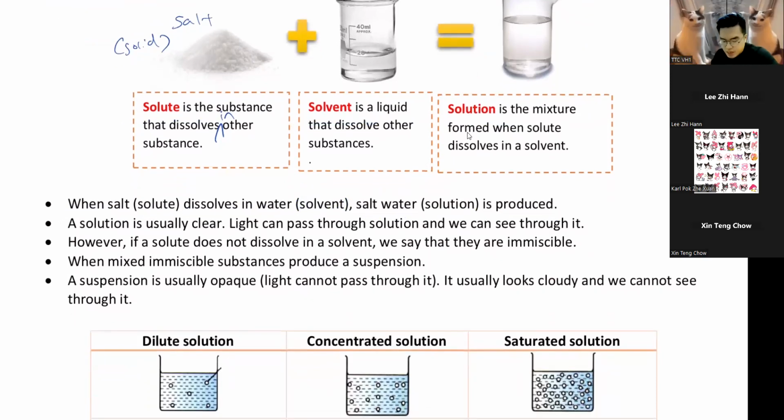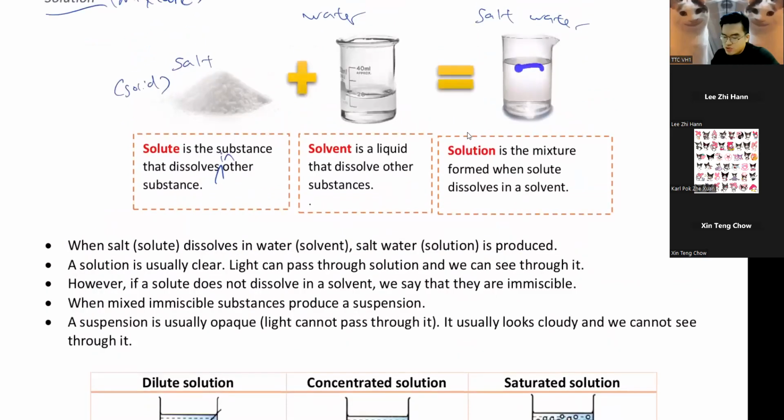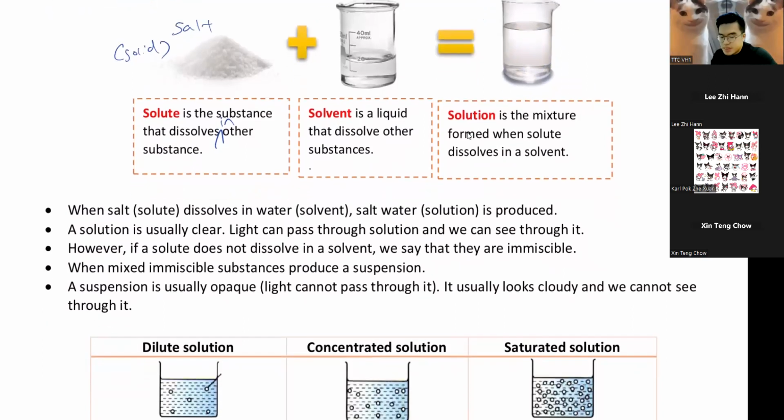Really easy. A solution is usually clear. Light can pass through a solution and we can see through it. You can see through what's behind salt water, right? So this is a solution. You can do the same thing for sugar. Sugar is a solution because you can see through sugar water.